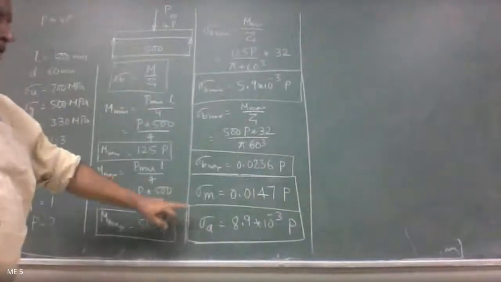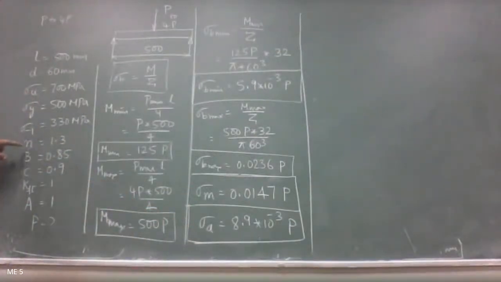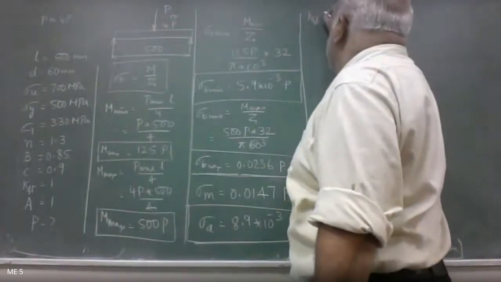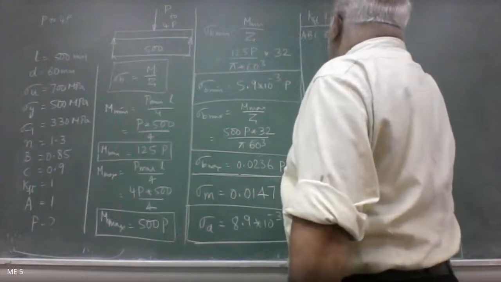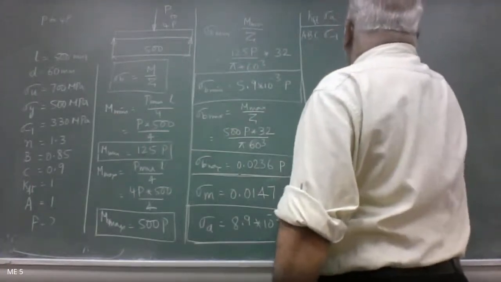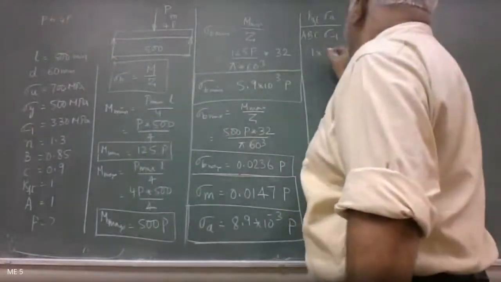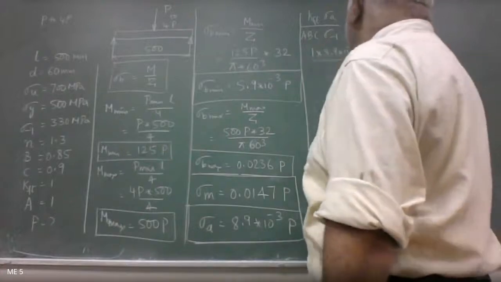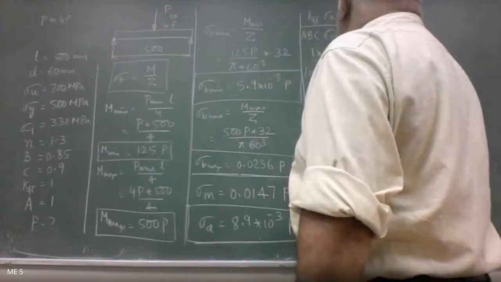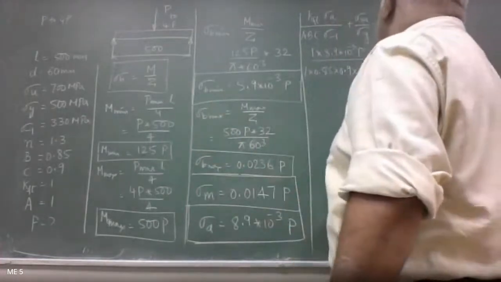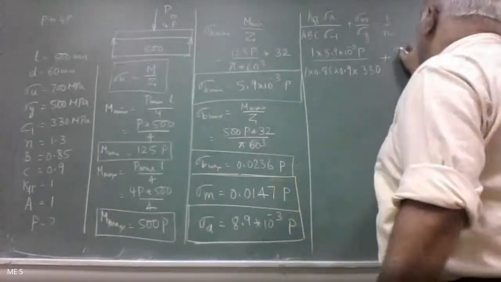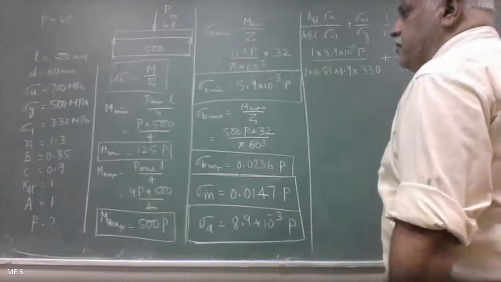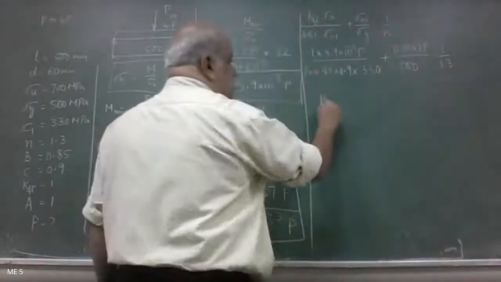Now I got mean stress and stress amplitude, and I am given yield stress, endurance stress, factor of safety, and the values of ABC and KFT. So go to the relation: KFT into sigma A by ABC into endurance plus mean stress by yield stress is equal to 1 by factor of safety. Substitute the values: 1 into 8.9 into 10 power minus 3 times P divided by A is 1, B is 0.85, C is 0.9, given in the problem. Endurance limit stress is 330 plus mean stress 0.0147 P divided by yield stress 500 megapascal is equal to 1 by factor of safety, given as 1.3. So you will get the value of P.